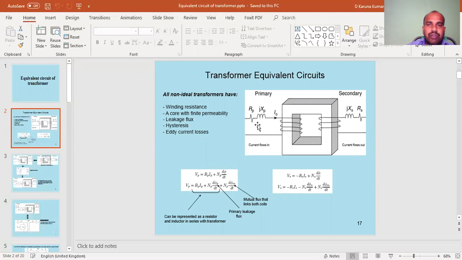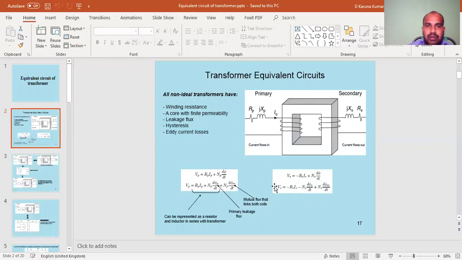Now, the primary elements are: Rp means the primary resistance, Xp means the primary leakage reactance, Xs means the secondary leakage reactance, and Rs means the secondary resistance. The non-ideal transformer consists of winding resistance and a core with finite permeability, leakage flux, and copper losses. Okay, core losses are hysteresis losses and eddy current losses.